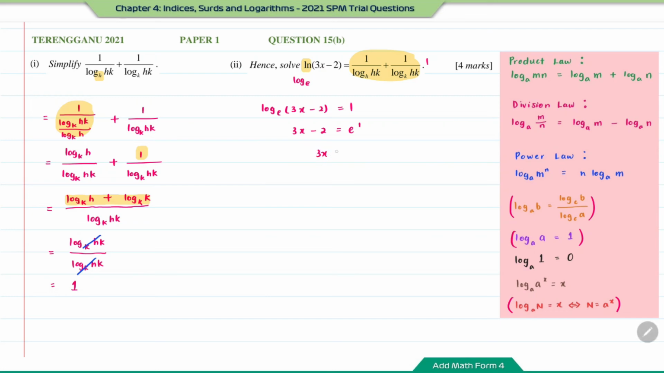So next, 3x is equal to e, here the value is 2.718, plus the number 2. So x is going to be 4.718 divided by 3. Therefore, x is 1.573.